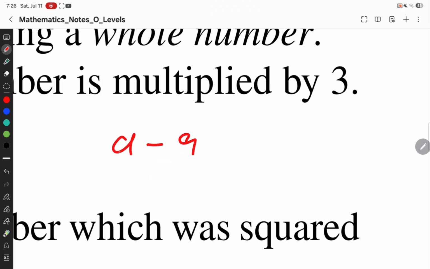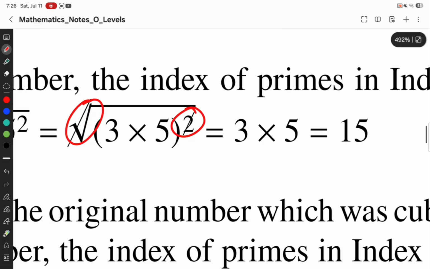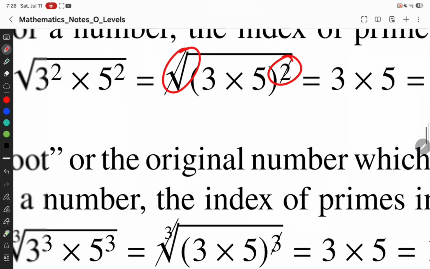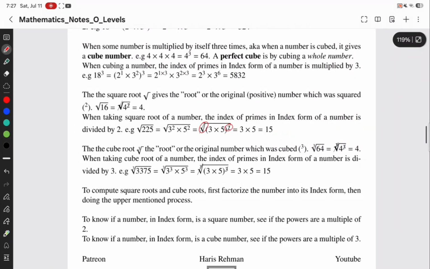Addition and subtraction cancel out each other. This is the same thing. Multiplication and squaring. Taking a square root and squaring cancel out each other. You can also see the square root of 3 times 5 whole squared. We cancel out and you get 3 times 5 also. Commutative. We will see this later on when we do the board mass and also indices.